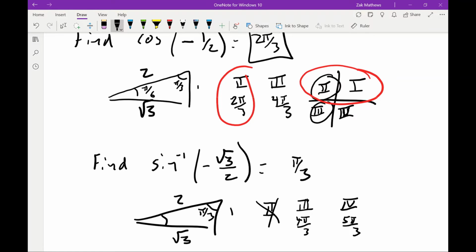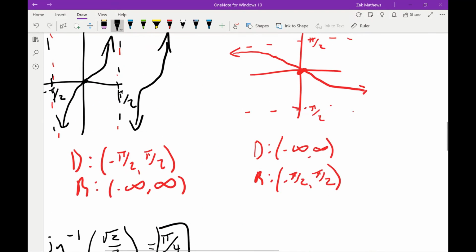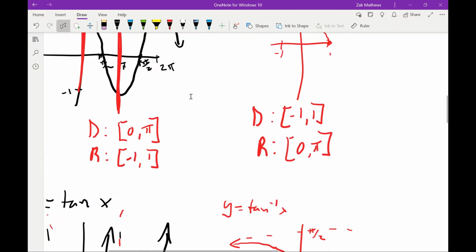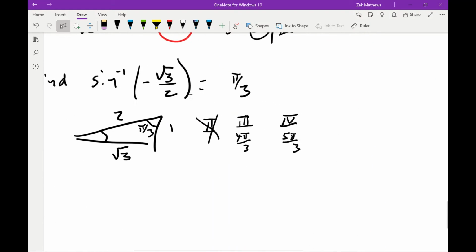But we need to think about the restricted sine's domain. And remember how we restricted that way up here, as we had said that sine had to be between negative pi over 2 and pi over 2. Thinking about quadrants, where does that put the sine?